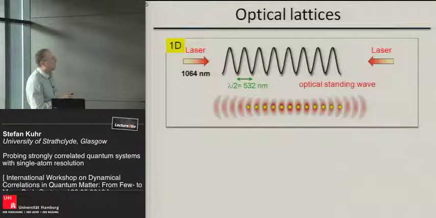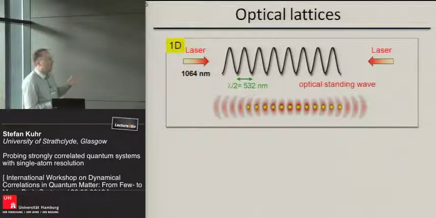These optical lattices are created by laser beams, which in our case are red-tuned to the atomic transition. The simplest optical lattice you can imagine is created by two counter-propagating laser beams, in our case at 1064 nanometers, that create an optical standing wave with a periodicity of half this wavelength, and the atoms can be trapped in the intensity maxima of this standing wave.